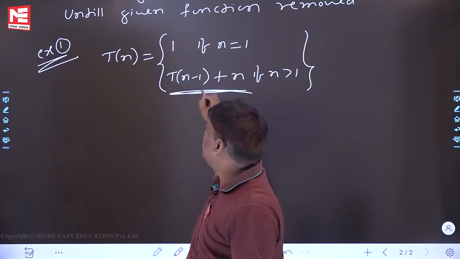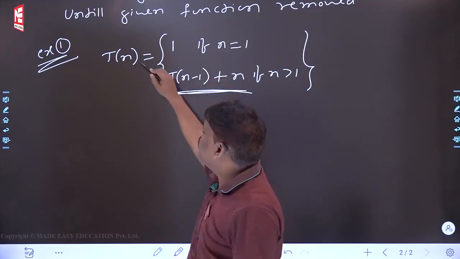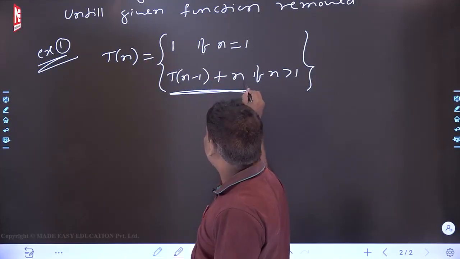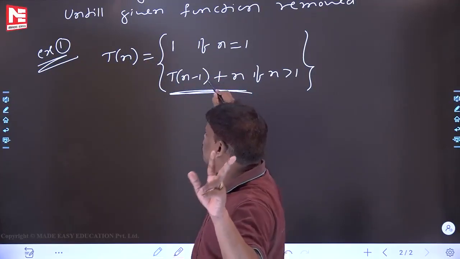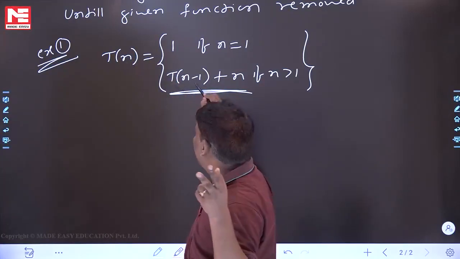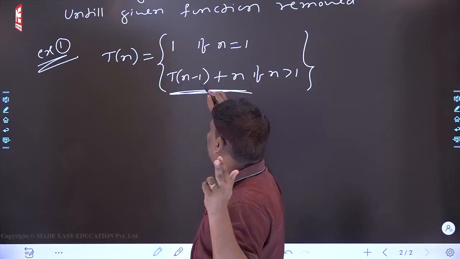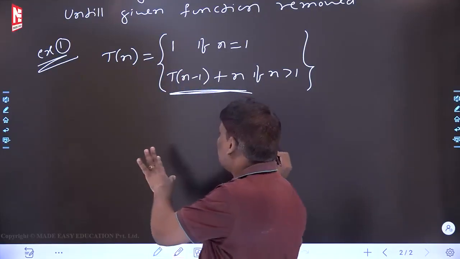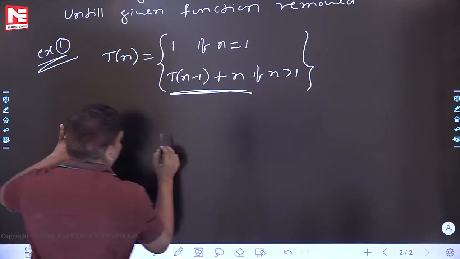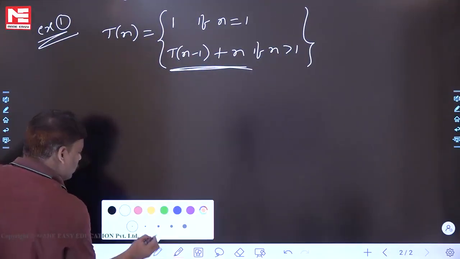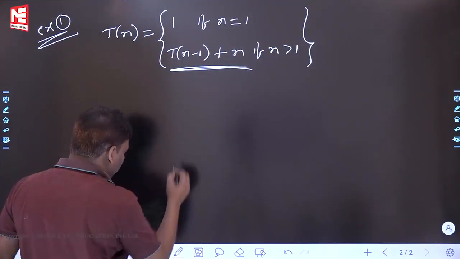T10 is equal to T9 plus 10. Next one, T100 is equal to T99 plus 100. Lastly, let me ask you, T2 is equal to T1 plus 2. Right? Please be careful. If you are comfortable, I am starting now. Let me solve this problem.